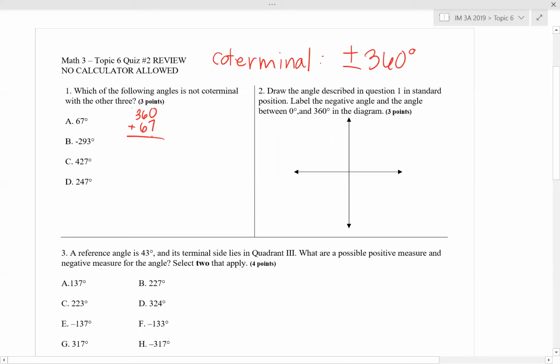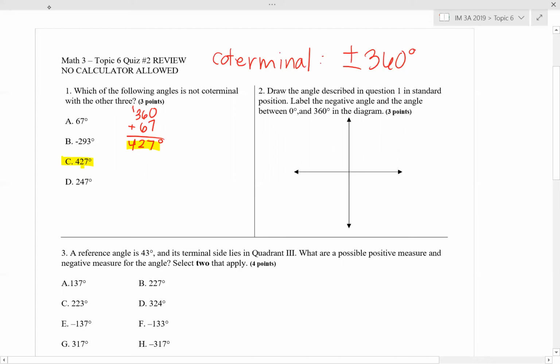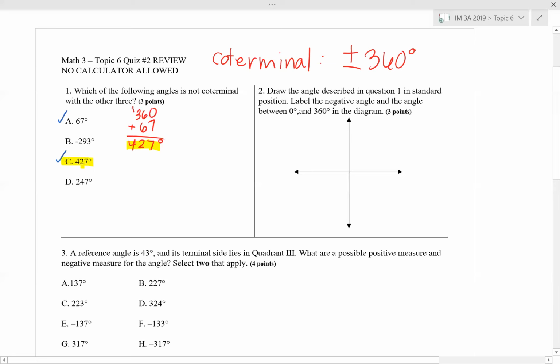If I add 360 plus 67, and again, I'm taking 360 because that's a full revolution, and then just adding the angle that I get, that gives me 427 degrees. Since when I add that, I got C, that means that these 2 angles, A and angle C, are coterminal. One thing to think about is if I were to add 360 to B, would I get 67? Or from D, if I were to subtract 360 from 247, would I get 67?